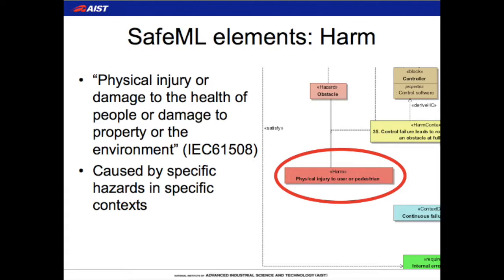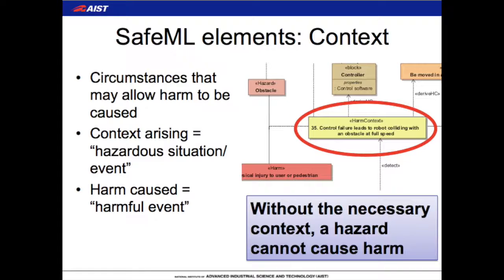The next element is the harm. This is also a simple element, merely specifying the harm that may be caused. It is not actually related to any of the elements in the system model directly, but only related to the hazard that causes it. Finally, we have the association class called the harm context. And this is a very important element in SafeML, because this is what models the relationship between a hazard and a harm that allows harm to be caused. Because it's an association class, it directly describes the relationship between one hazard and one harm. And this is important because it's always a singular relationship, in that we always have a specific hazardous situation causes a specific harm from a specific hazard.